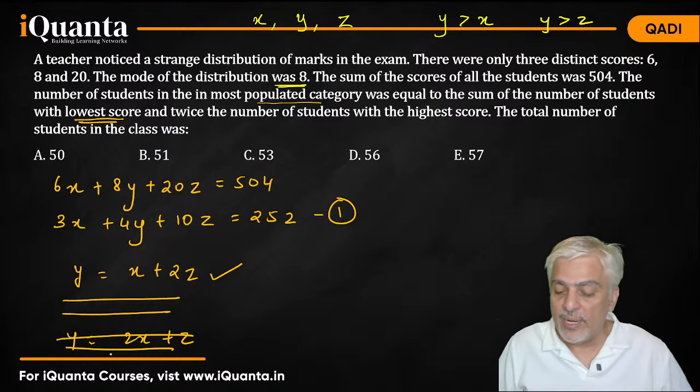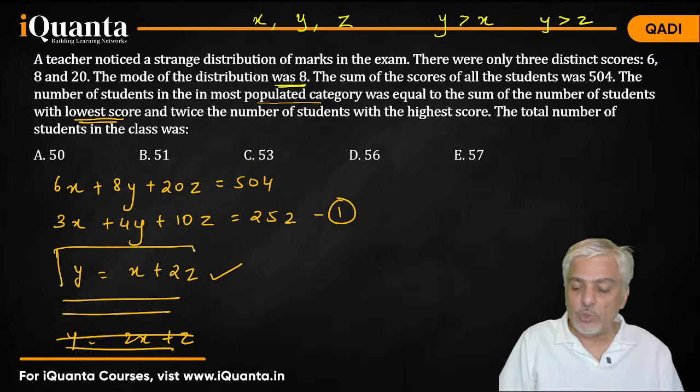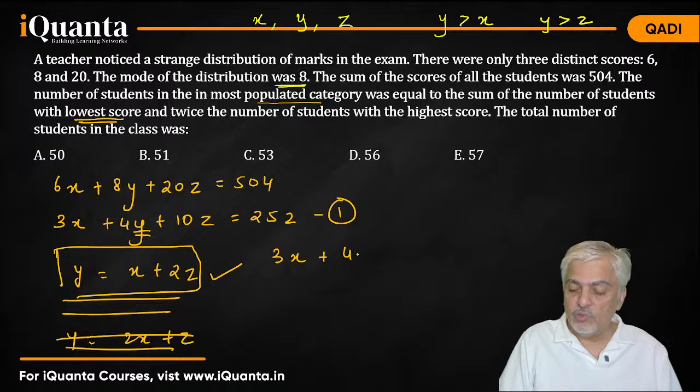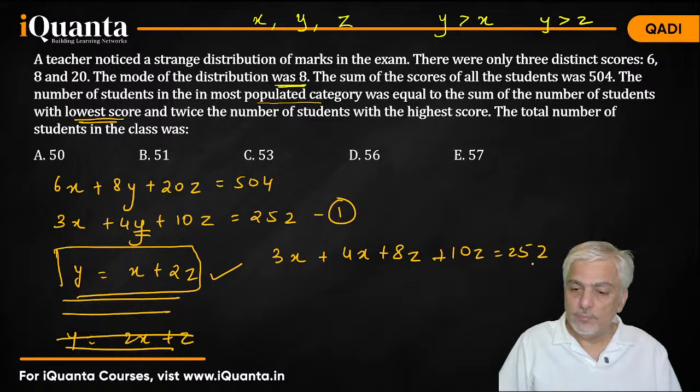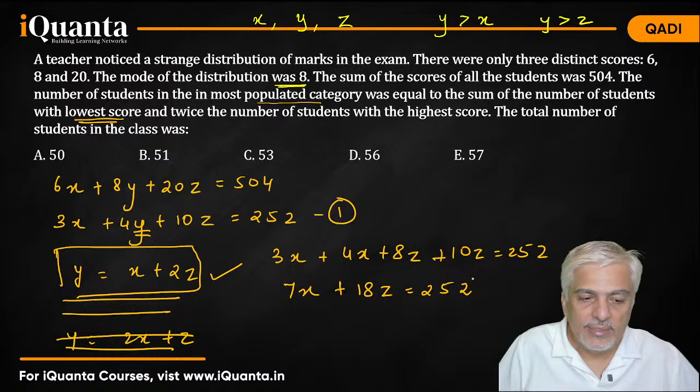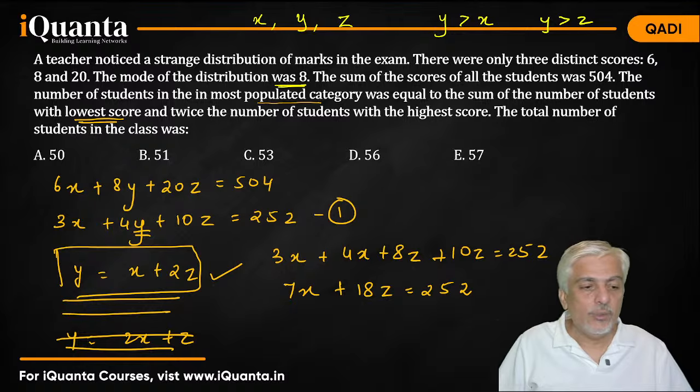And number of students, and twice the number of students the highest score. So y is x plus 2z. So instead of y, if I write x plus 2z, what will I get? I'll get 3x plus 4x plus 8z plus 10z is 252. So I'll get 7x plus 18z is 252. 7x plus 18z is 252.